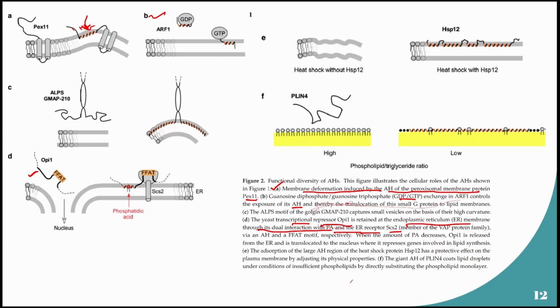There is also something interesting in figure F here. Whenever there is an insufficient amount of phospholipid present, in the case of PLIN4 in figure F, interestingly the amphipathic helices of the protein are inserted into the lipid membrane as a substitute for part of the phospholipid monolayer. So it's also important in histone proteins as well as having a protective effect on the plasma membrane. Basically, introducing the amphipathic helices into the membrane alters the physical properties and so on and so forth. So this kind of structural pattern is important at various stages in various kinds of organisms, right?